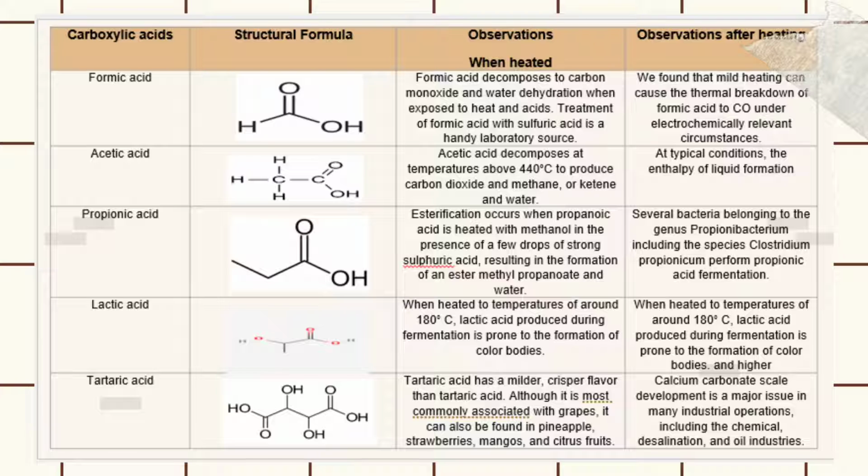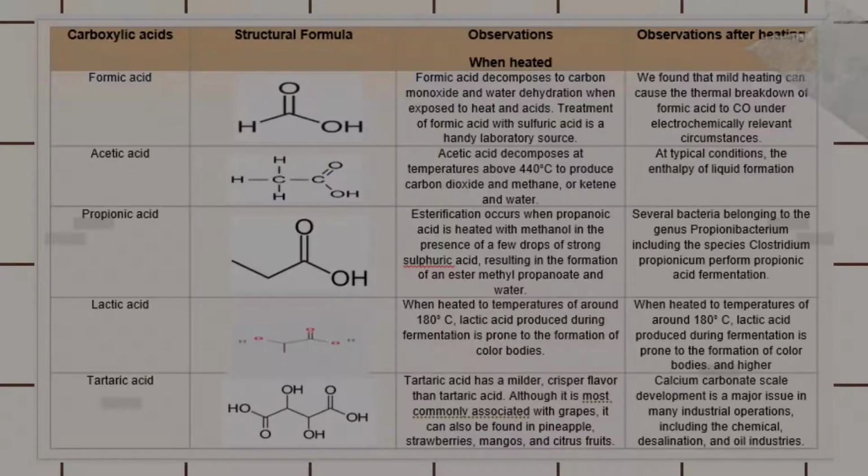Tartaric acid has a milder, crisper flavor than citric acid. Although it is most commonly associated with grapes, it can also be found in pineapple, strawberries, mangoes, and citrus fruits. Calcium carbonate scale development is a major issue in many industrial operations, including chemical, desalination, and oil industries.